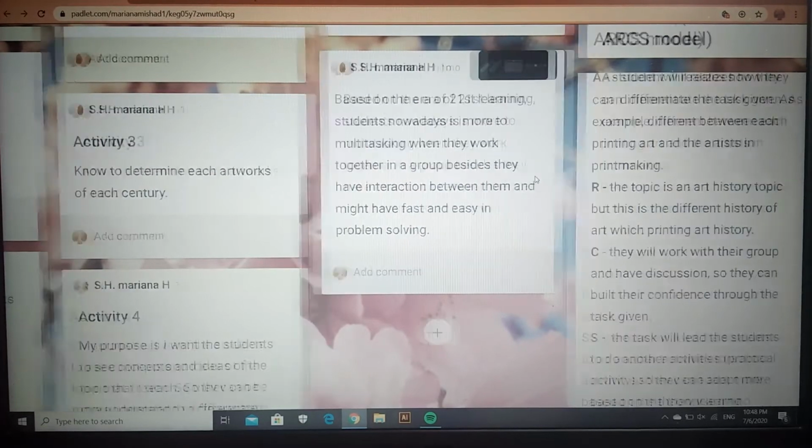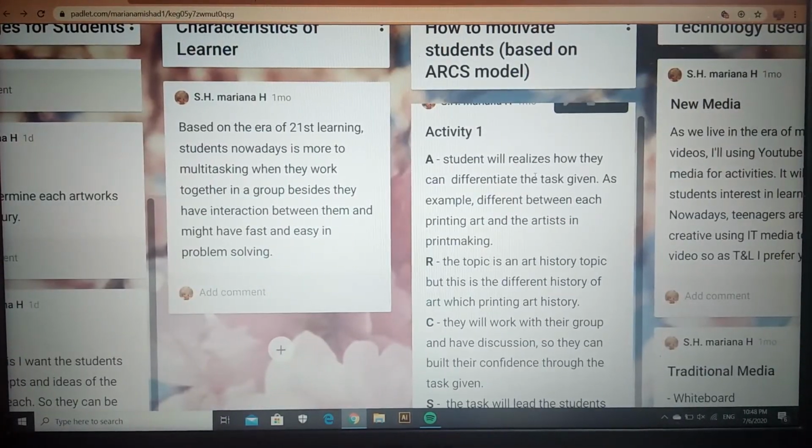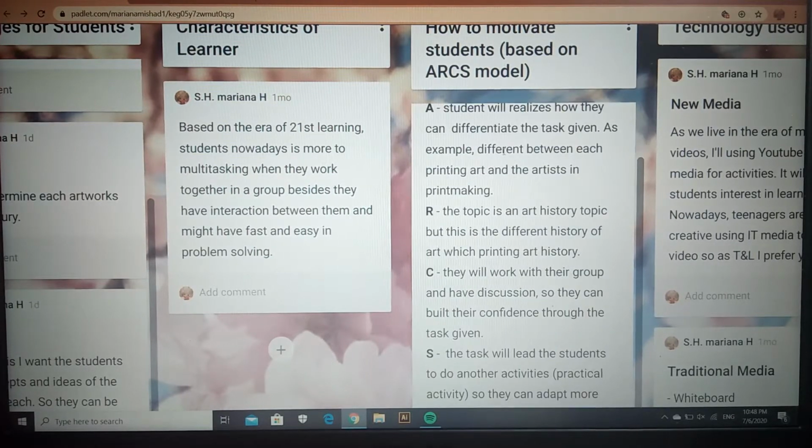Next, I will talk about the ARCS model. Here I have already listed it. This is for the overall activity. For the A, the students realize how they can differentiate the tasks given, for example the difference between each painting, art and artist in printmaking.